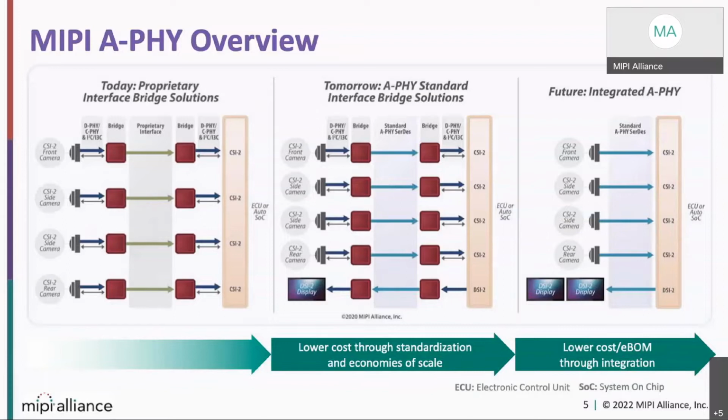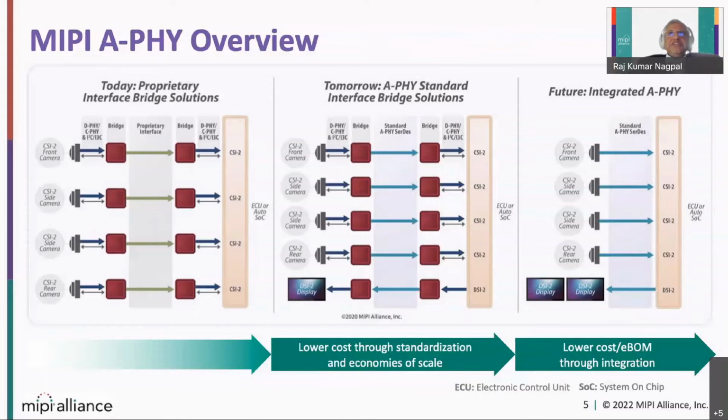So basically, MIPI A-PHY is the first specification which is really going to standardize the physical layer in the automotive segment. Today there are proprietary solutions, not work group driven but individually driven by companies, which connect bridge to bridge, and these bridges are connected to sensors through CSI-2 or DSI-2 today, or I3C kind of solutions. So this is existing today.